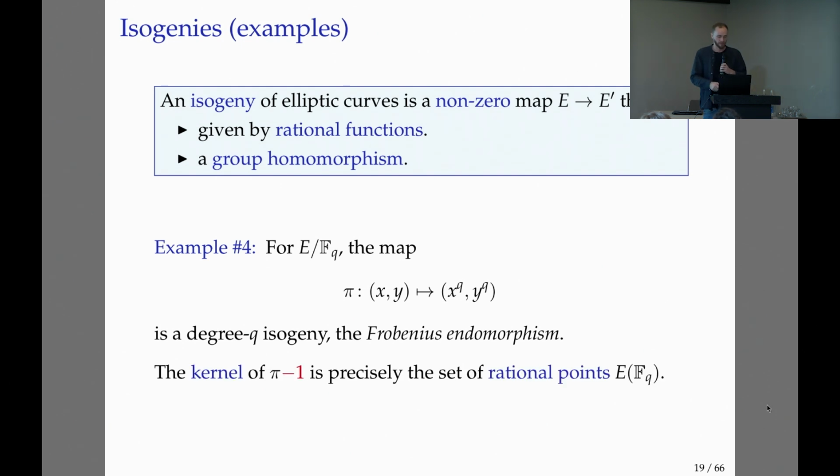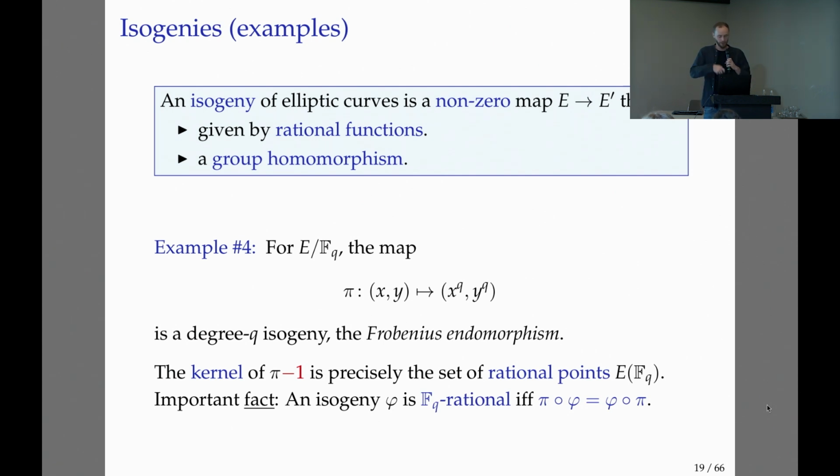One reason why this map is very interesting is because the kernel of taking pi minus 1 is actually just a set of rational points. This is subtle if you haven't seen it before, but the points fixed by Frobenius are the rational points that have both coordinates in F_q, and taking that map minus 1 means we're looking for the points where pi acts as the identity. This shows up in point counting algorithms, and it's a cute, interesting thing.